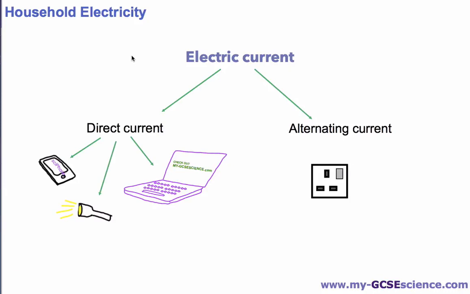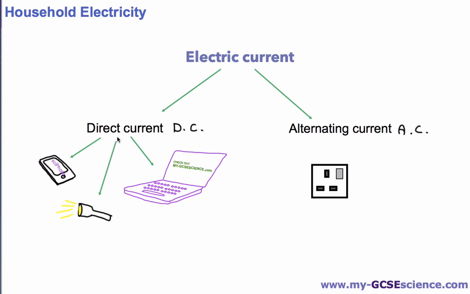Hello and welcome. Today we are looking at household electricity, and this is for your Physics Unit 2 GCSE. Now we're looking at electric current, and we can break that down into two kinds. We've got direct current, which is sometimes written as DC, and we've got alternating current, sometimes written as AC.